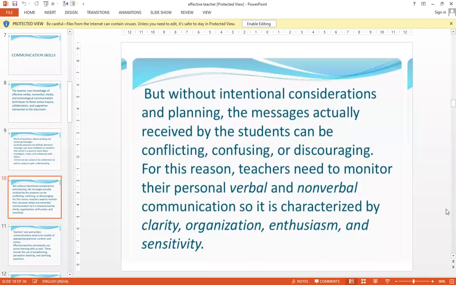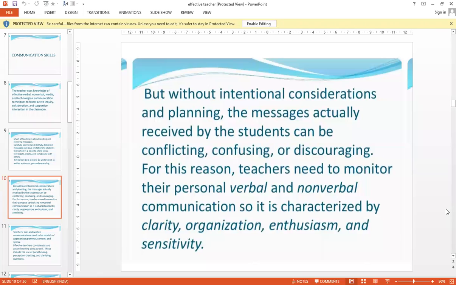Without intentional considerations in planning, the message actually received by the students can be conflicting, confusing, or discouraging. For this reason, teachers need to monitor their verbal and nonverbal communications, which should be characterized by clarity, organization, enthusiasm, and sensitivity. Without intentional considerations in planning, the message actually received by the students can be conflicting.